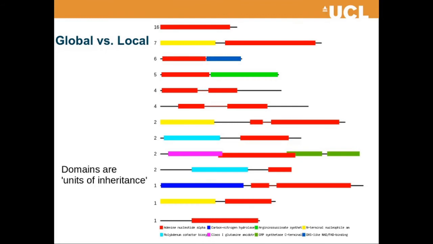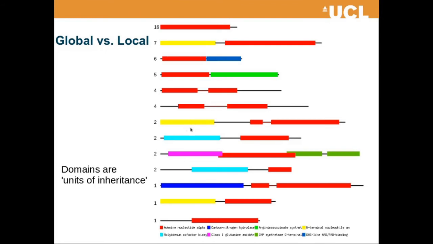But you can also think of it as a unit of inheritance. This means that you can mix and match domains during evolution such that you can build up proteins with different functions. So this is a kind of cartoon representation of a number of different proteins which have common domains indicated by the colours. So the red ones are adenine nucleotide alpha domains, and you can see these are found in all of these different proteins, but paired with different things.